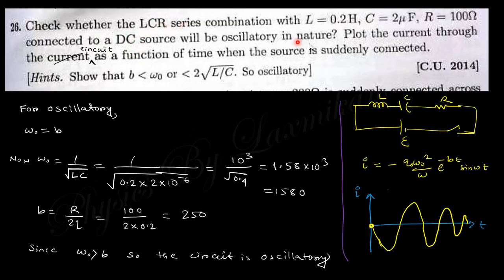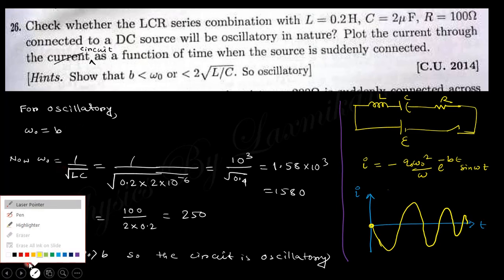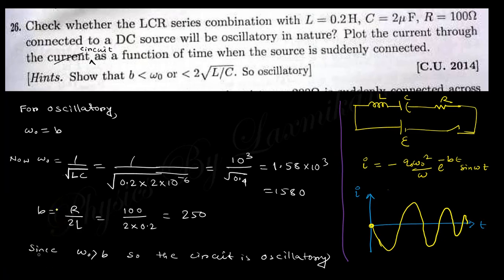Check whether the LCR circuit having the given L, C and R is oscillatory in nature. So for oscillation, these two must be equal or greater than. Sorry, I think I wrote down the relation wrongly. Omega naught equal to B will be the critical condition. This will be the condition for oscillation.